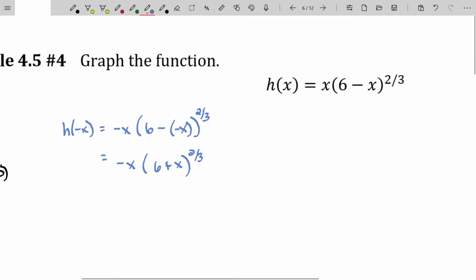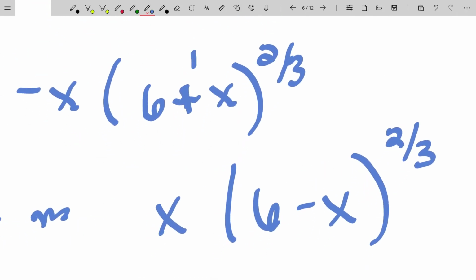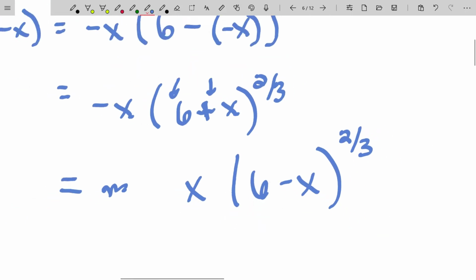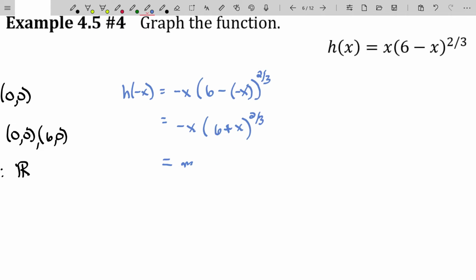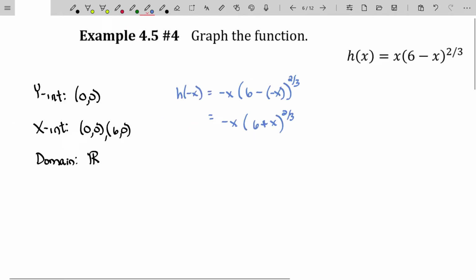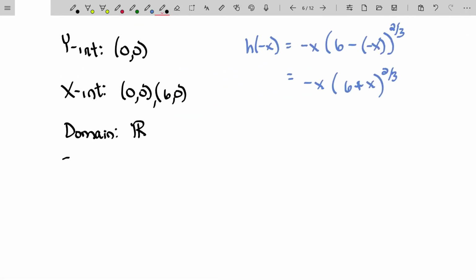There's just no way you can make this be some number times x times 6 minus x to the 2/3. No matter how hard you try, because these signs are not opposite here, you can't get them to be opposite. There's just no way you can do that. So it's locked out. This is neither odd nor even. So I'm just going to put symmetry none because there is no symmetry. So notice you can go very quickly if you're kind of used to this.